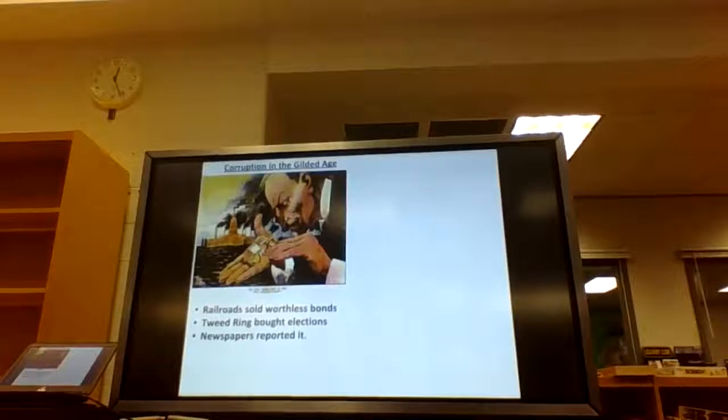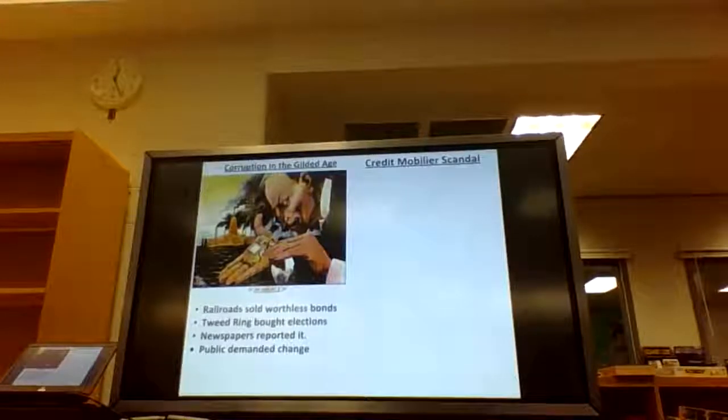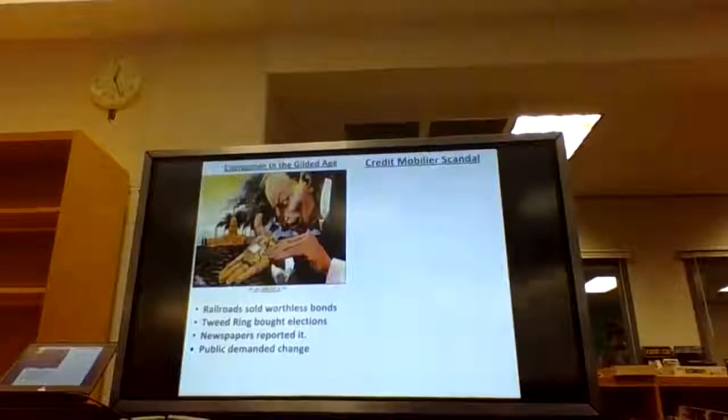And now, of course, once it's exposed, now the government has to do something about it. But the government can't do anything until they know about it. It was newspapers that exposed this stuff. So public demanded change. Because of newspapers, the public became aware of it, and they demanded change. So in future classes, we'll have to talk about, well, what were those changes?